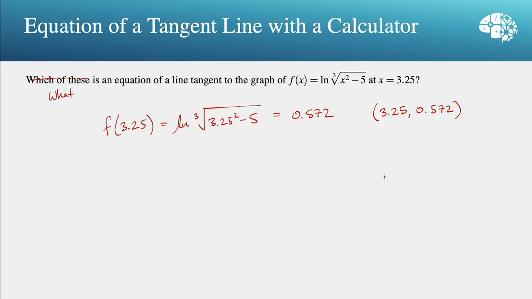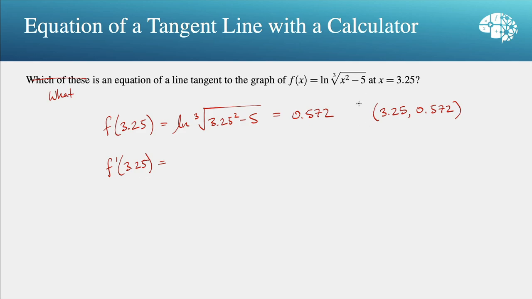And we also need a slope. And to find the slope of the tangent line, we are going to, of course, take the derivative. So we're going to need f prime. We need f prime of 3.25. Now, this is labeled here as equation of tangent line with a calculator. So I'm going to go ahead and do this in the calculator without actually having to find the derivative.